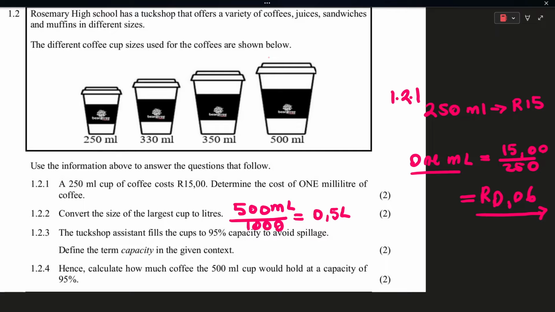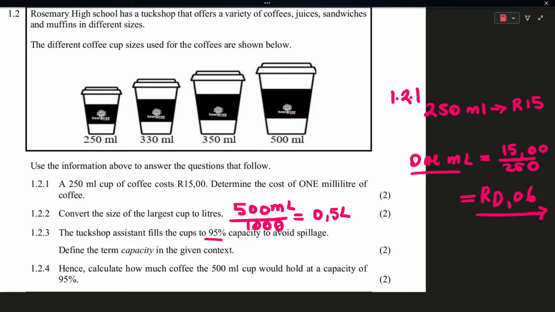Okay. The tuck shop assistant fills the cup to 95% capacity to avoid spillage. Define the term capacity in the given context. All right. Let me bring it down to you so that you understand what is happening. When we talk about volume, volume is the amount of space in a shape, in an object. What is a volume, class? Amount of space in an object. What is capacity? Amount of substance in an object.